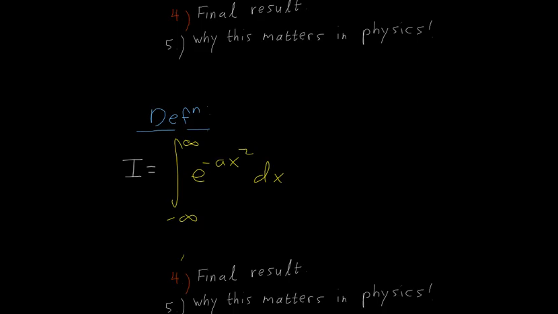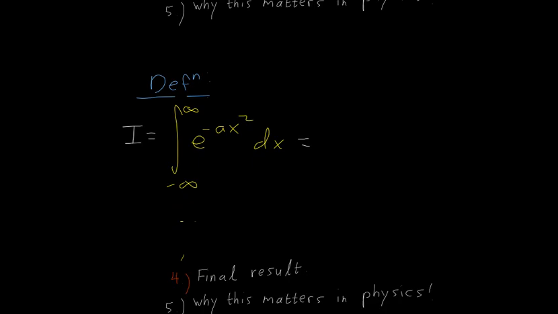Now, most students are just told that this equals root pi over a. Yes, it does equal the square root of pi over a. This is true. There's nothing wrong with that. That's a true statement.